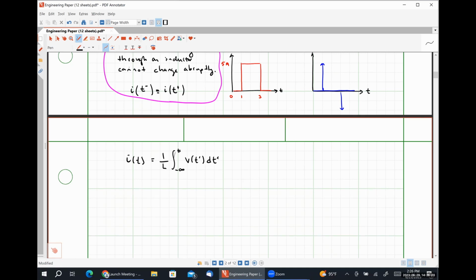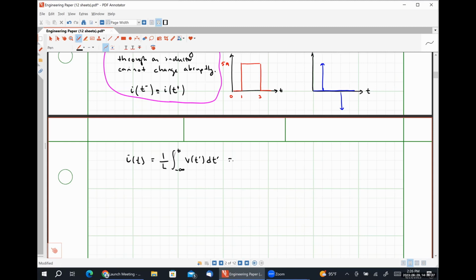where I'm using this dummy variable t prime. So this just simply represents time, but because I have this t in my limits of integration, I shouldn't also have it down here, or it could be mathematically confusing. Okay. I've used this notation before, I just wanted to clarify it. Now, the only quote unquote problem with this relationship is that it requires us to integrate from negative infinity, which may not always be convenient.